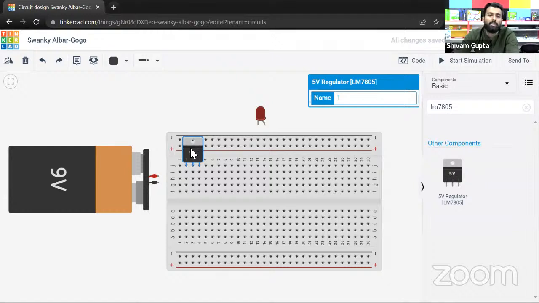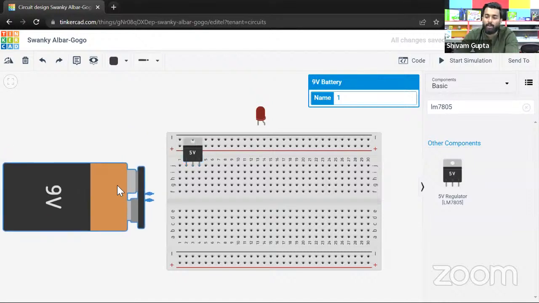Now, the work of this voltage regulator is that it will help us to reduce the voltage. Like 5 volt is written here. So what will happen is we will be taking 9 volts as input voltage, right? And as output, we will be getting 5 volts. So that means we will be dropping 4 volts. Okay. Now let's see how the connection has to be done.